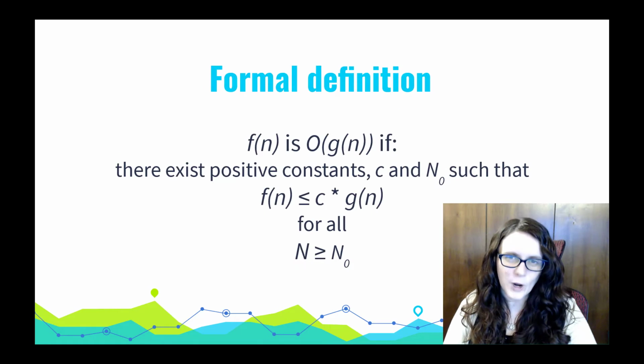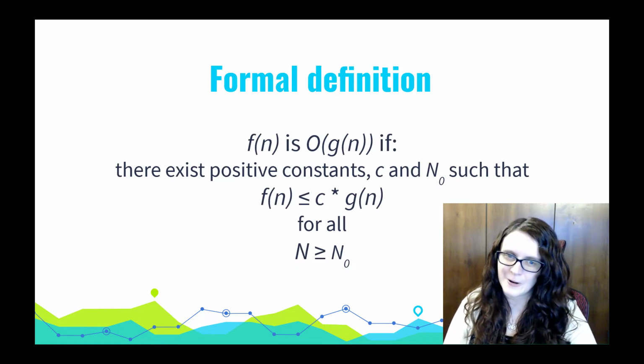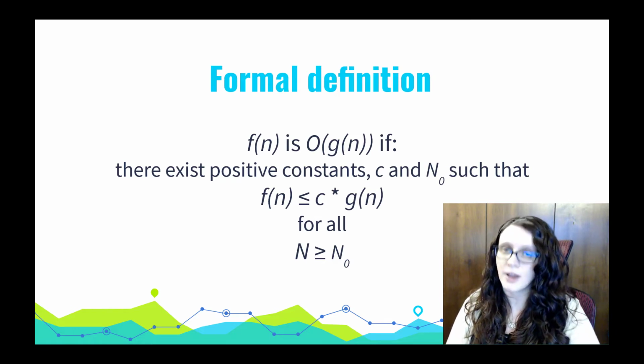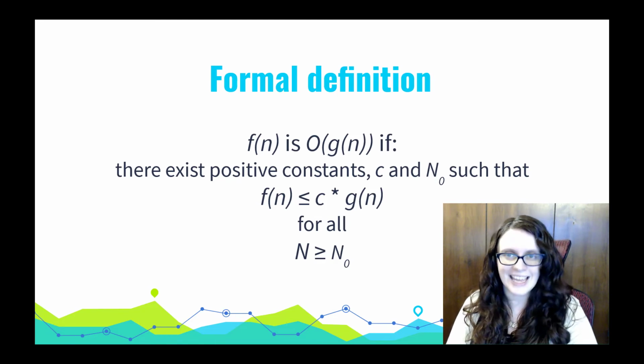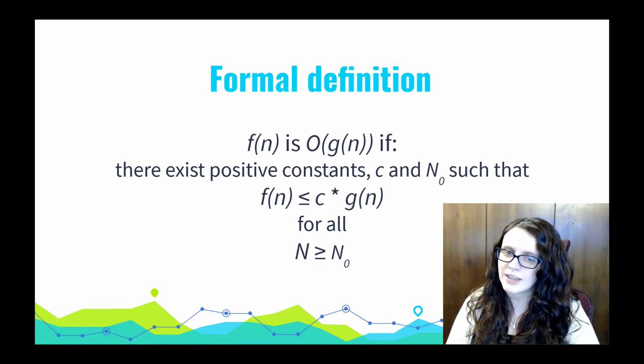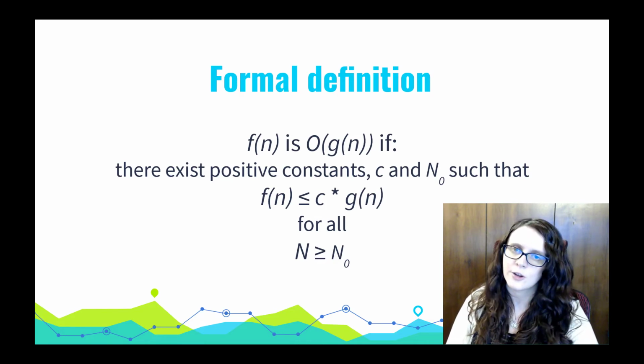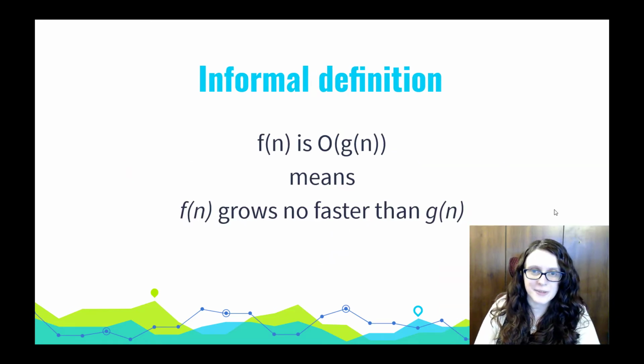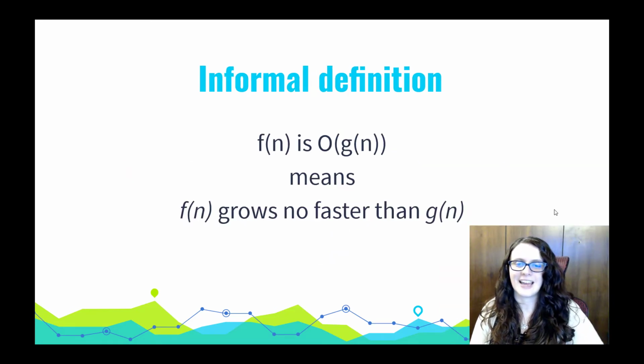The formal mathematical definition of big O is that f of n is big O of g of n if there exist positive constants c and n naught such that f of n is less than or equal to c times g of n for all n greater than n naught. Informally, what that means is that if f of n is big O of g of n, f of n grows no faster than g of n.